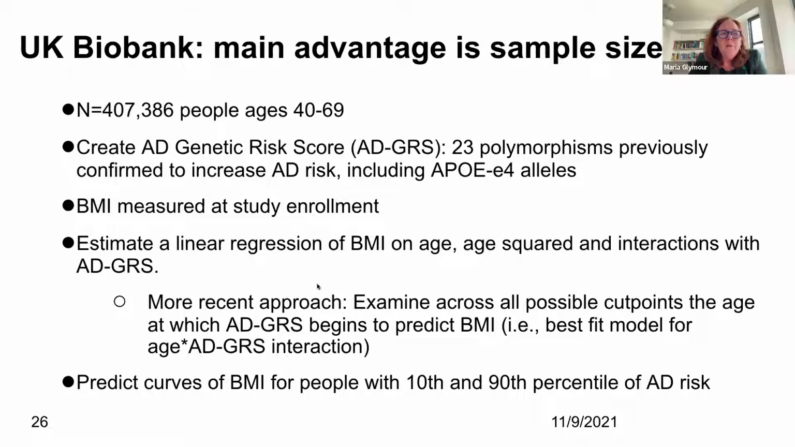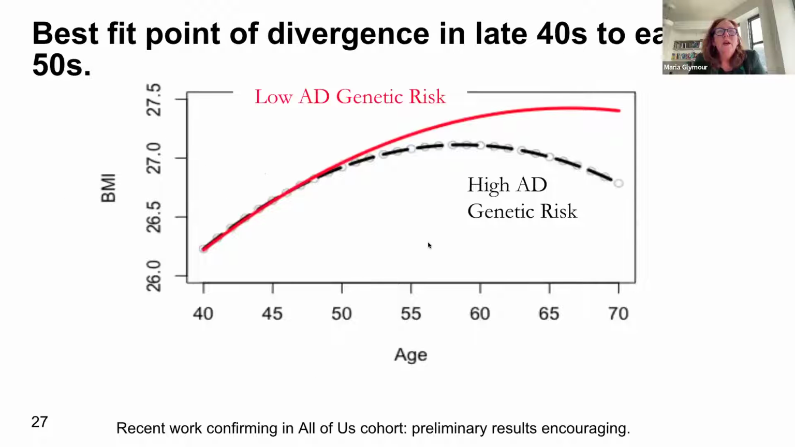Okay, so for this initial one with BMI, we're looking at BMI and whether the association with age is modified by the genetic risk score. And then I'm just going to show you curves for people at the 10th and 90th percentile of Alzheimer's disease risk. And what you can see here, the red line is people with low Alzheimer's disease genetic risk, and the black line is people with high Alzheimer's disease genetic risk.